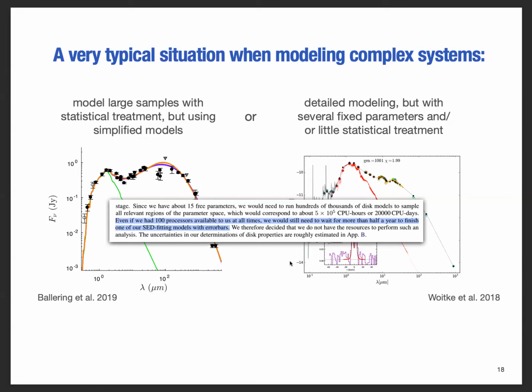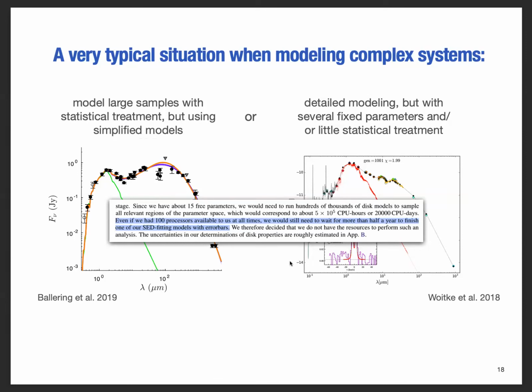And in the other case, that's a type of study in which they had very detailed analysis with very complicated models, but they couldn't do any statistics. And actually, they have this sentence in the paper which says, even with 100 processors, it will take us half a year to model just one object. So we're not going to do the statistics.